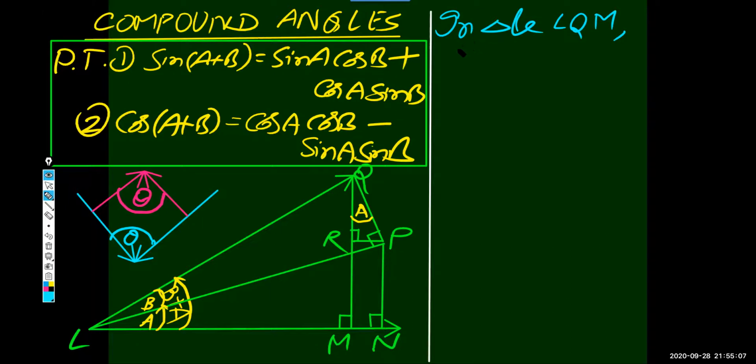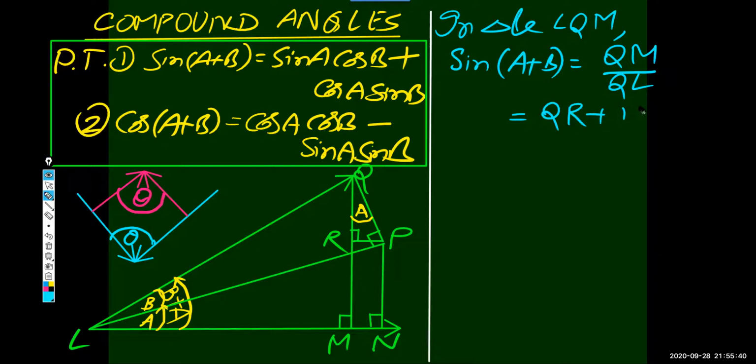Tell me what is sine of A plus B in that triangle? Sine is opposite side, QM by QL. That's good. Now, I would like to split this QM as QR plus RM. Can I? Yes. QR plus RM divided by QL. I'm splitting it. That means sine of A plus B, we are trying to split it.